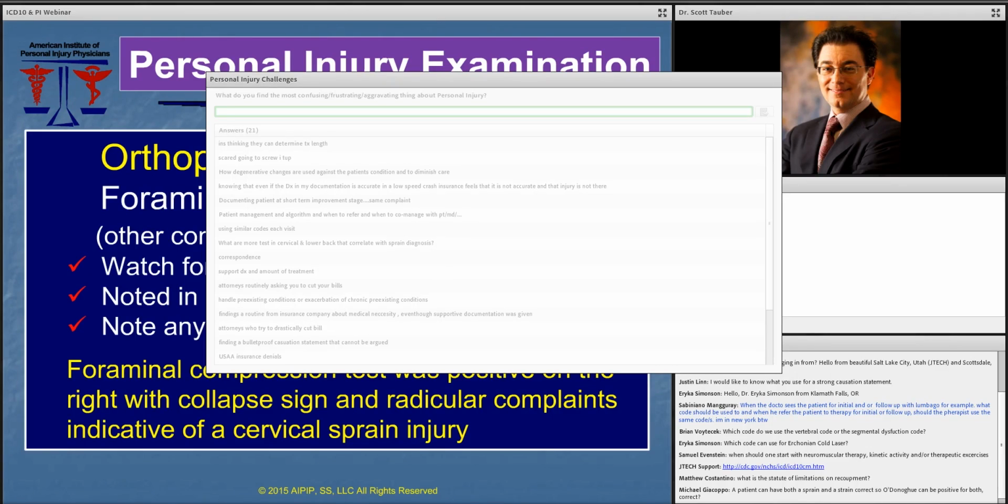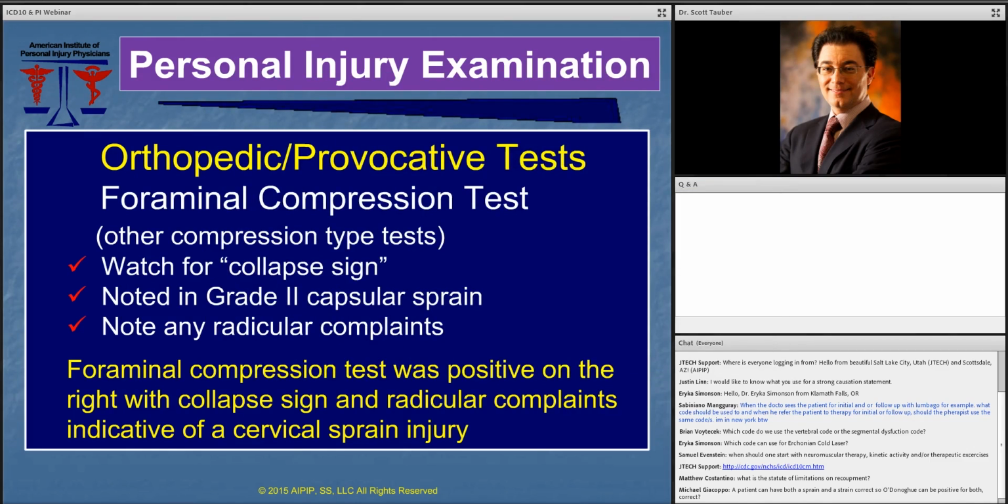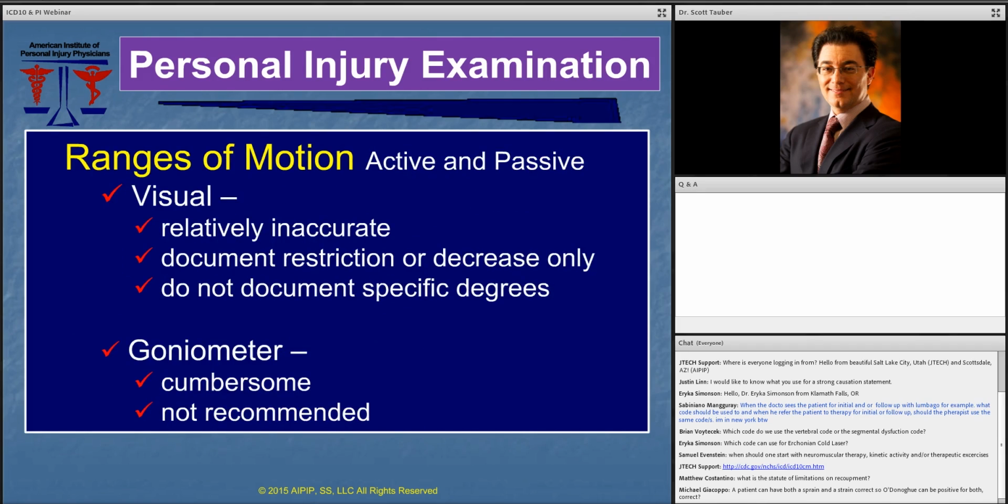All right. Ranges of motion is another way to document sprain versus strain. Just to give you some ideas here, visual is probably the most common, but really it's inaccurate. If you're going to do visual, as you see in check mark number 3, I don't recommend that you document specific degrees. Document restrictions or decrease, because if you're documenting visually and somebody bends their head forward, how many degrees is it?